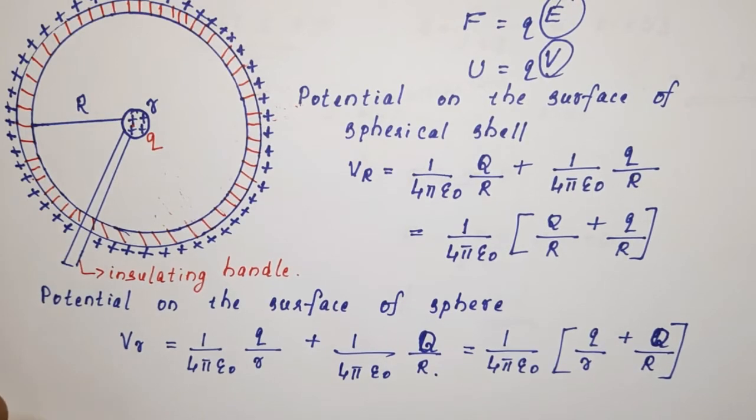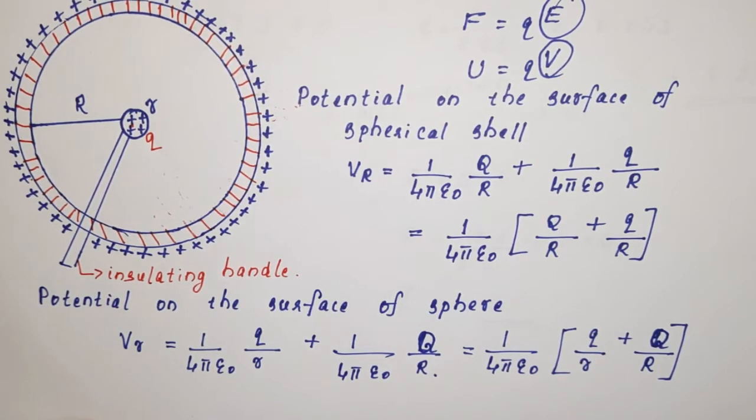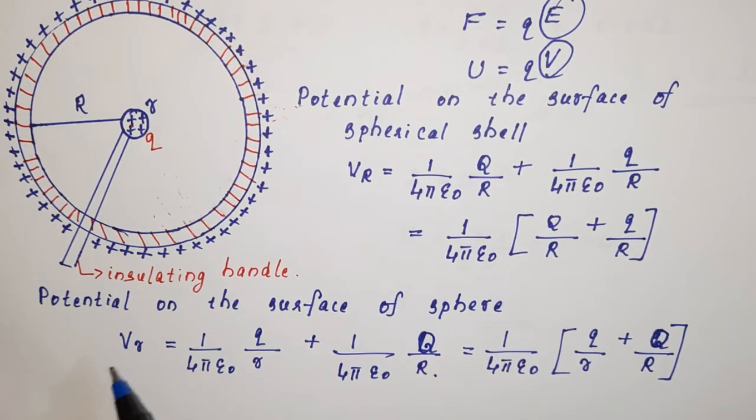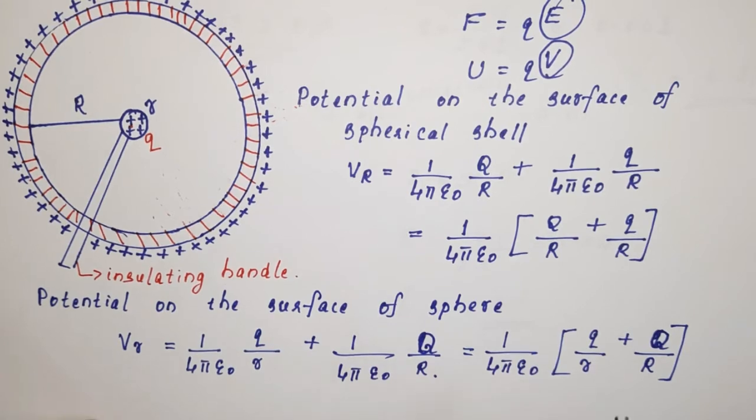Now what we need to find is which is at a higher potential, the charged sphere or the charged spherical shell. To find that, we need to find the difference in potential between the two. That means we'll just find V_r minus V_R. By determining whether it is positive or negative, we can conclude which is at a higher potential.